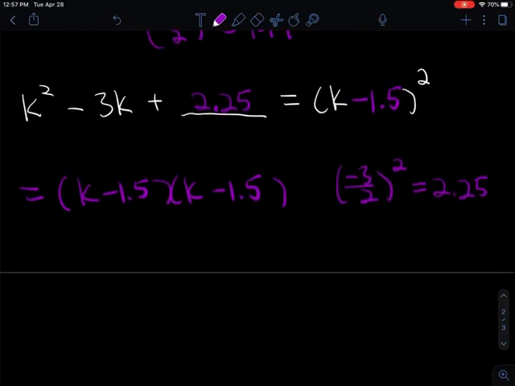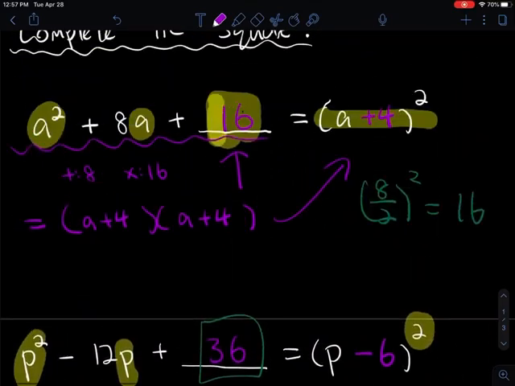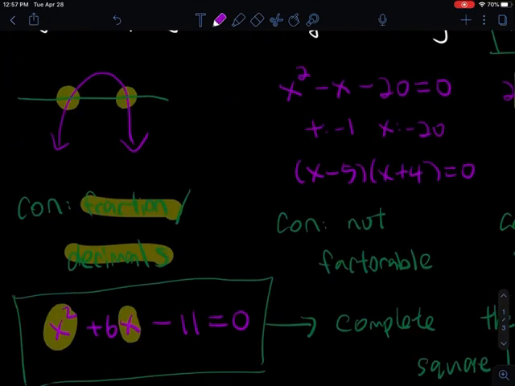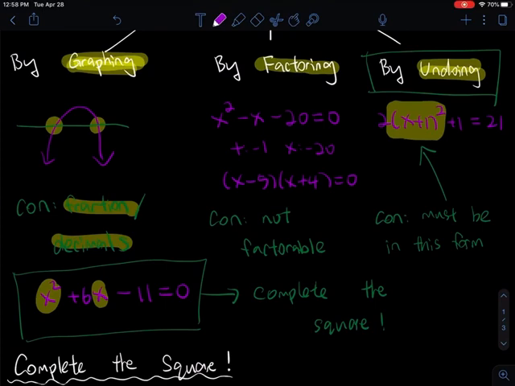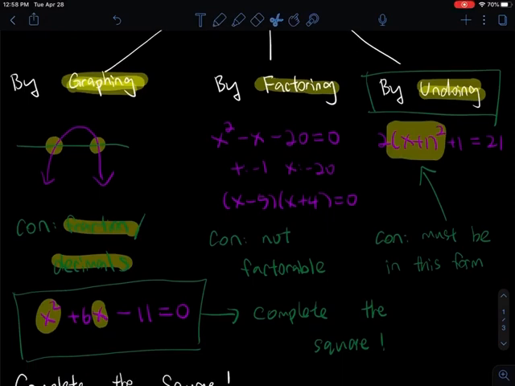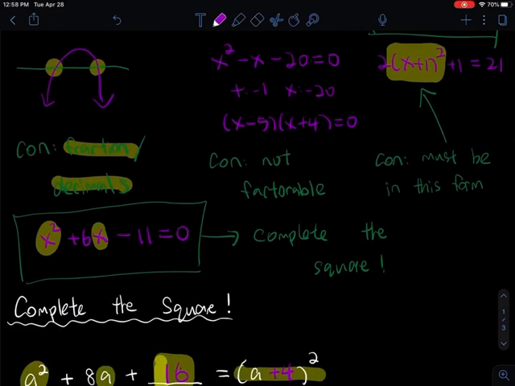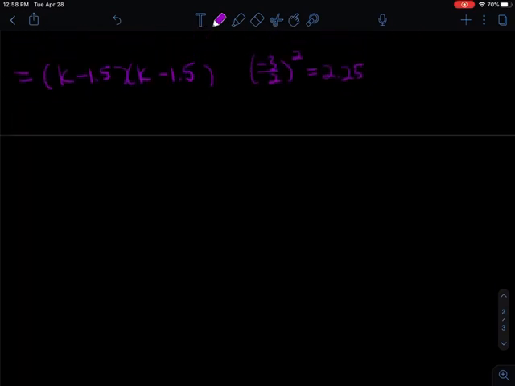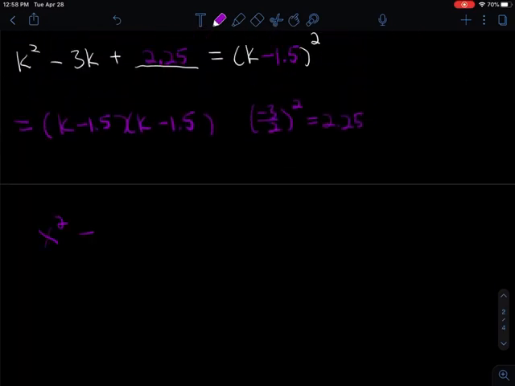Okay, so then let's actually go back to what we started at the beginning with this equation. Remember how I said I was going to come back to this equation. So x squared plus 6x minus 11 equals 0. Again, all the methods that we learned so far, graphing, factoring, undoing, will not work. So what I'm going to do is rewrite this at the bottom.